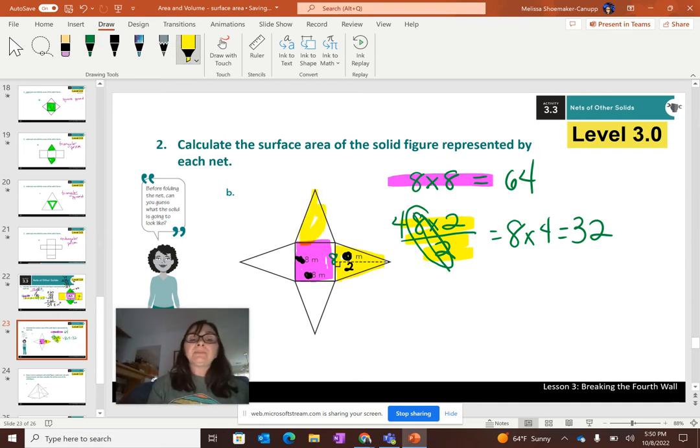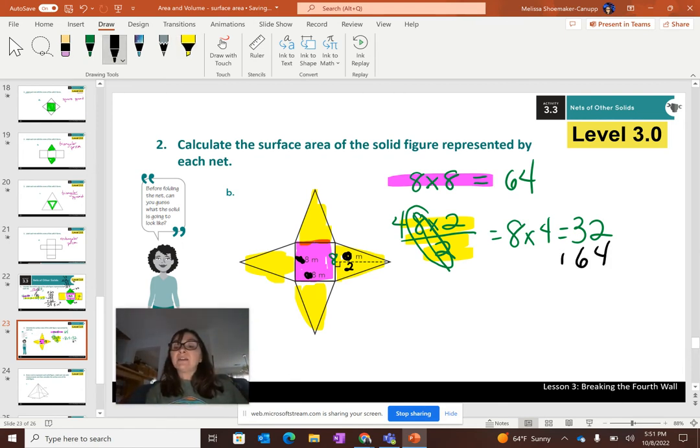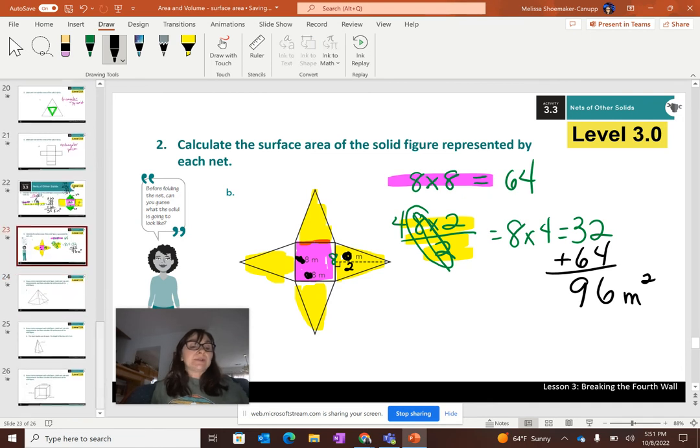Now, by multiplying it by 4, I'm highlighting those yellow because they're all the same size, and then I can do a checklist. Okay, I've got 4 triangles, 8 times 4 took care of that. I've got my purple part for the base, 8 times 8 takes care of that. So I have collected all the areas. So now I just have to find the total, which is going to be 96. That's measured in meters squared.